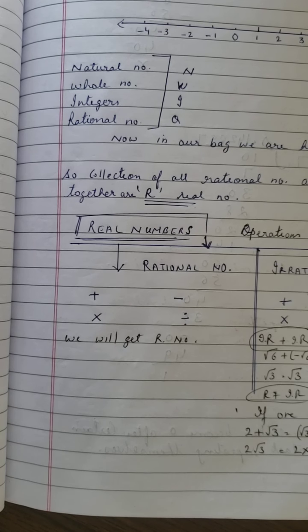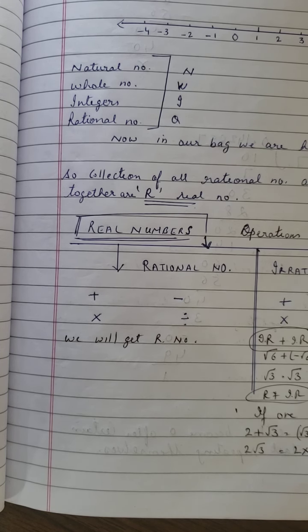Okay, class. Now, the last numbers in this chapter are going to be real numbers. They are the collection of all rational and irrational numbers. By now, you are very much clear about the rational numbers. You are very much clear about the irrational numbers, right? So, the collection of all rational as well as irrational numbers together are called real numbers. Real number is a big set of numbers. All numbers come under real numbers.